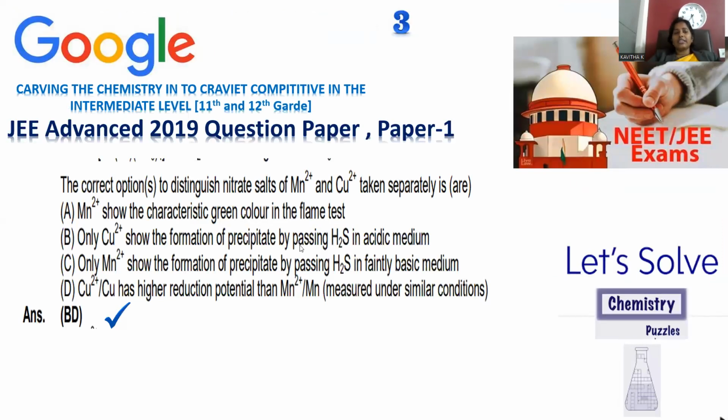Question number 3 is collected from the JEE Advanced 2019 question paper, paper 1. Choose the correct option to distinguish nitrate salts of manganese and copper taken separately. So manganese and copper salts were taken, and they are supposed to be identified. You are going to analyze the cations of the given salts. The distinction between the manganese and copper cations is to be identified.